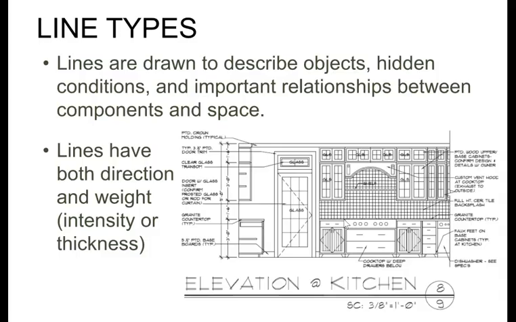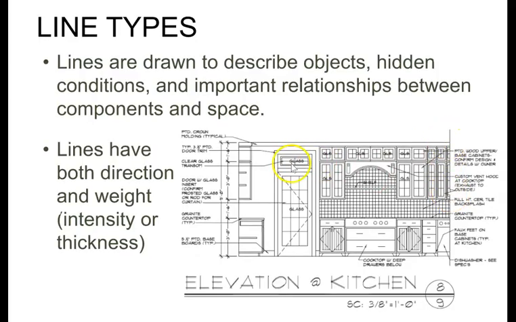Line types. Lines are drawn to describe the objects, hidden conditions, and important relationships between components and the space. Lines have both direction and weight, intensity, or thickness. And we can tell this one's a little bit flat lined, but look at the grid mark behind it. That should be very light. This should be a medium, and then the overall edge should be very thick. We'll have better examples of this.